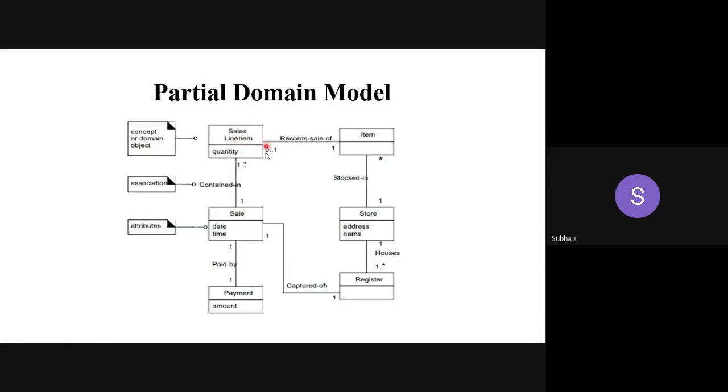So the sales line item as one class, item as another class, sale as one class, store as one class, payment and then register. In the first unit, you saw one case study, the next gen POS system, a normal activity that is done in a departmental store. Yes, that is called the next gen POS. POS means point of sale. Sir has elaborated that next gen POS system.